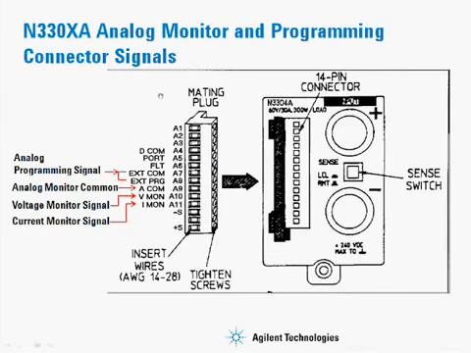Today we're going to talk about the N3300 load family of modules and how to use the analog monitor and programming connector signals located on the rear terminals. Labeled are the analog programming signal lines, external COM and external programming, and the analog monitor signals. You have analog monitor common, shown as ACOM, and voltage monitor and current monitor signals, VMON and IMON respectively.